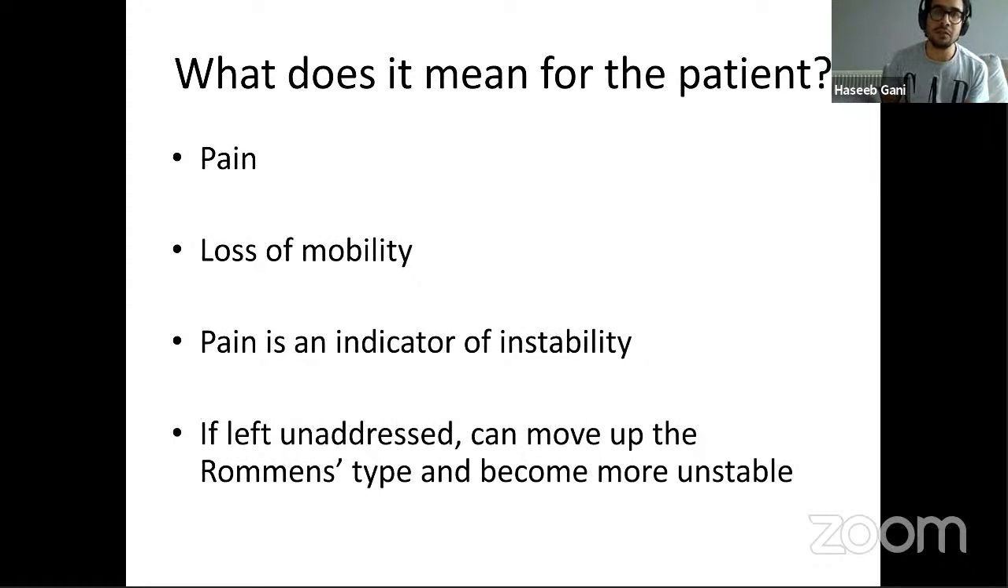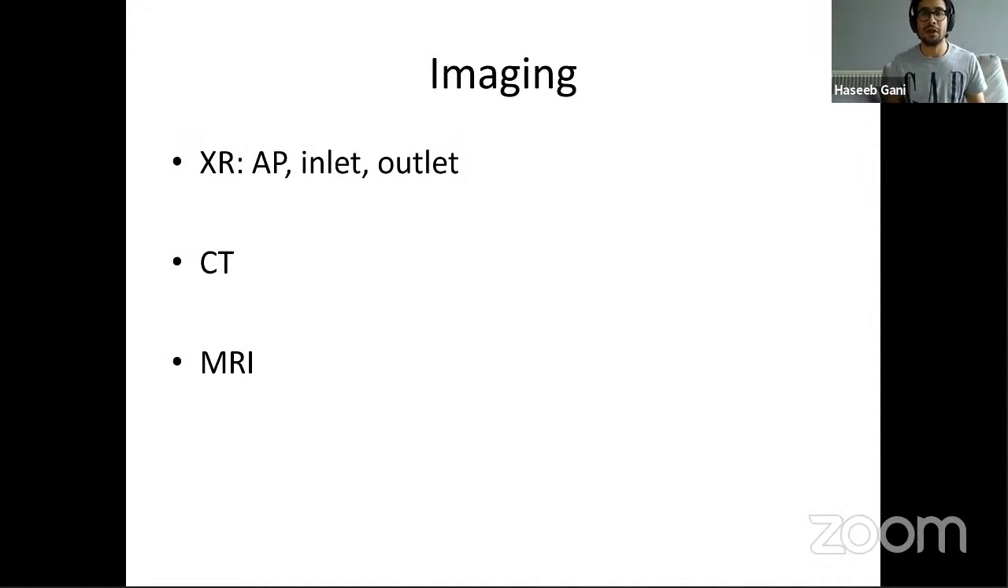For the patient, it means pain and loss of mobility, as we discussed. And pain is an indicator of instability. If it's left unaddressed, they can move up a Rommens type, from 1 to 2 and 3 and more.